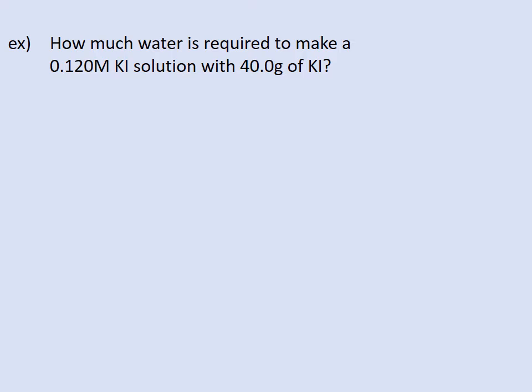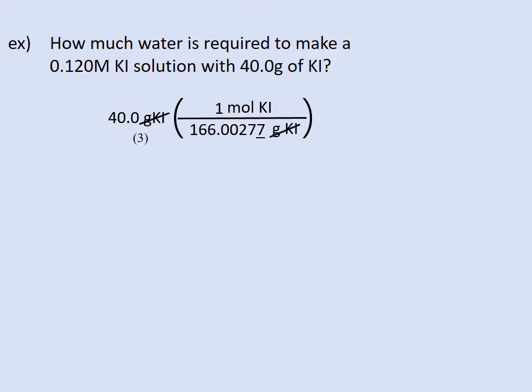Last talk through example. How much water, so I'm looking for liters, is required to make a 0.120 molar KI solution if we have 40 grams of KI? So right off the top, grams, I want to switch that to moles. So 40 grams KI, big brackets, grams on the bottom, moles on top. 1 mole equals the mass off the periodic table. Grams factor out. There's 3 significant figures, so when I punch it through my calculator, I make sure I correct it to 3 significant figures, and I got 0.240960 moles KI.